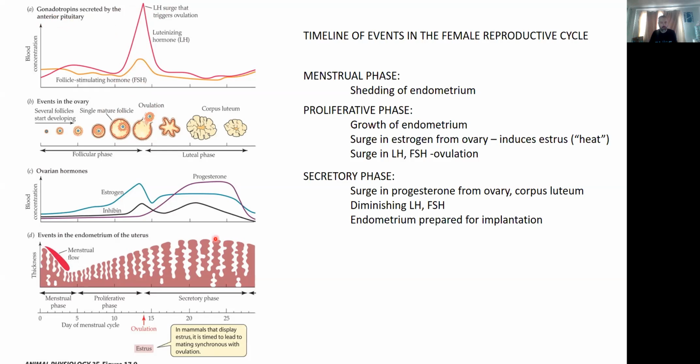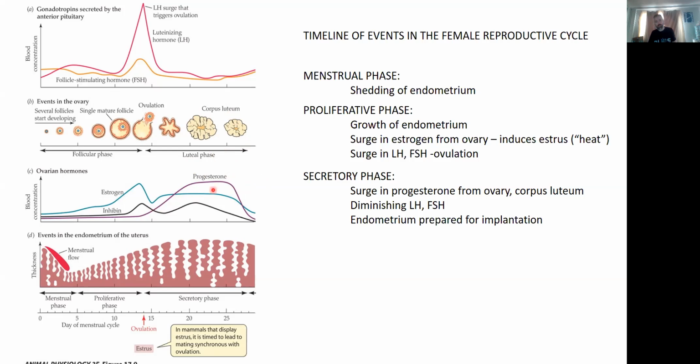Now, the final phase here, the remainder of our period, about 2 weeks here, is the secretory phase. Here, we see an immediate diminishment of luteinizing and follicle stimulating hormone. Ovulation is done. We don't need to worry about it. But a surge in progesterone. Okay, progesterone here, both from the ovary and also from this corpus luteum.